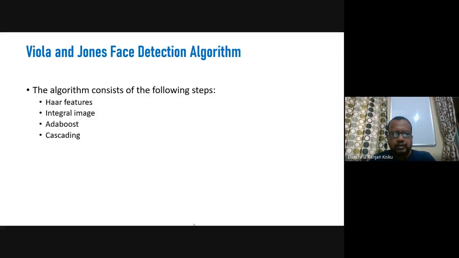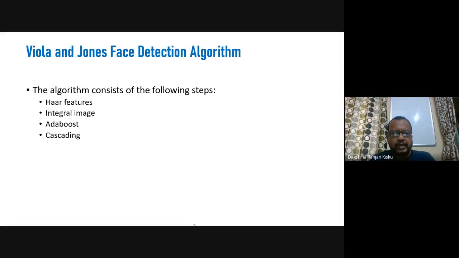Now this algorithm consists of the following steps. The first step is Haar features, the second step is the integral image, the third step is the AdaBoost algorithm, and the fourth step is the cascading approach. These four steps are the main steps in the Viola-Jones face detection algorithm, based on which we can detect a face correctly when a number of face and non-face examples are given.